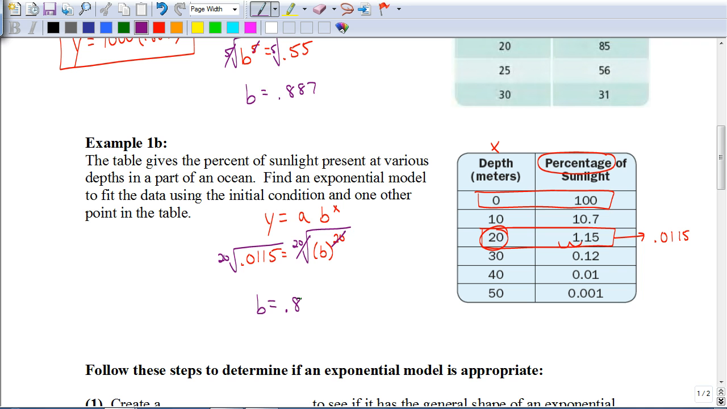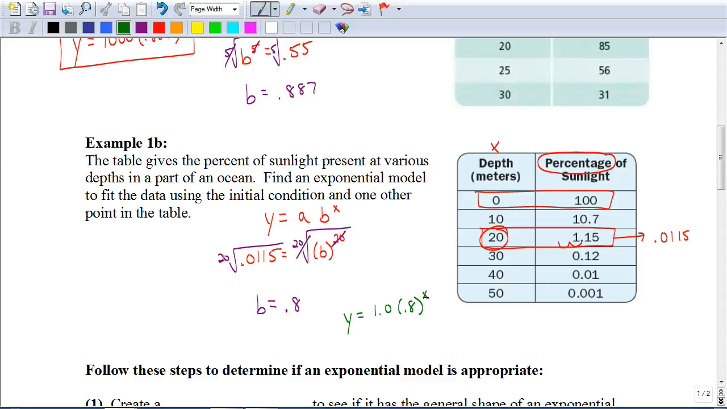So again, our goal isn't to find out what b is. Our goal is to figure out an equation that would be a good model for this particular problem. So our answer is going to be y equals 1.0, if you want to put the 1.0, you can, or you can leave it out, times 0.8 to the x power. And it's a good idea to always check to see how accurate your model is.